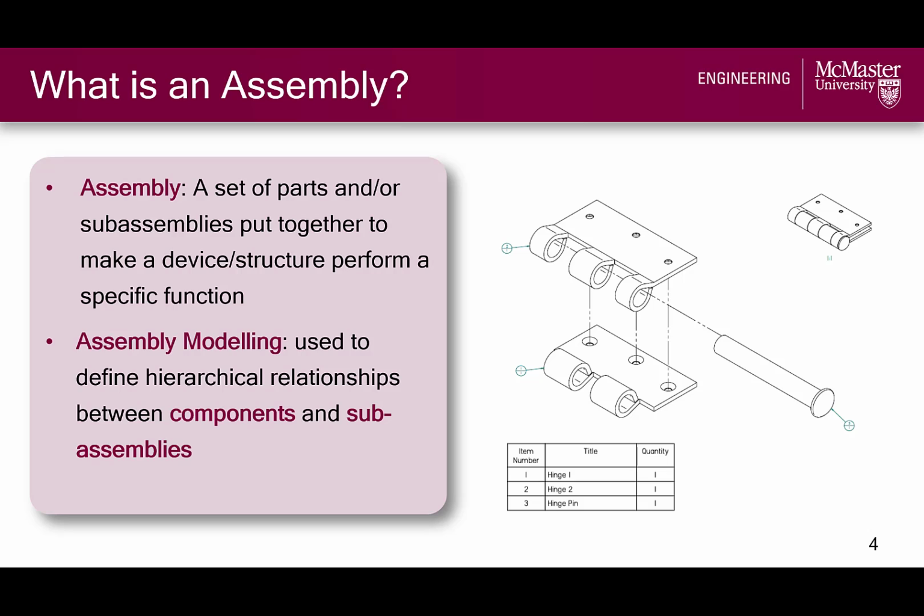Consider this door hinge, consisting of three components, two hinge plates and the pin. To get a functional door hinge, we know that the knuckles of the hinge plates need to be aligned along their axes with the pin inserted to interlock the two hinge plates. So these are some of the relationships that we would have to define in assembly modeling.